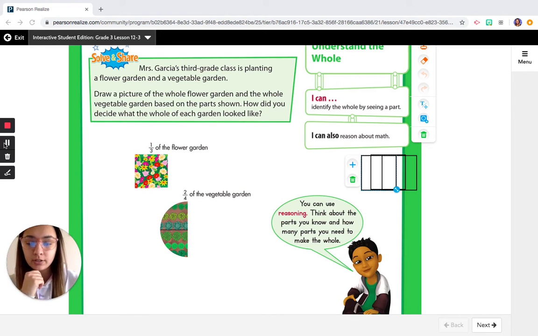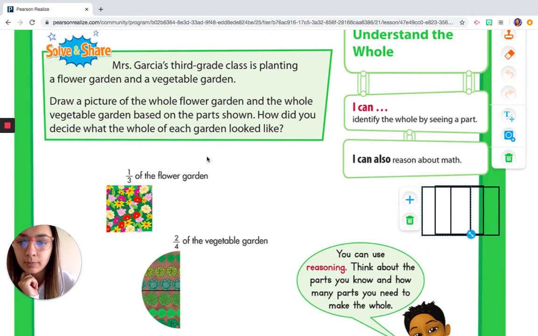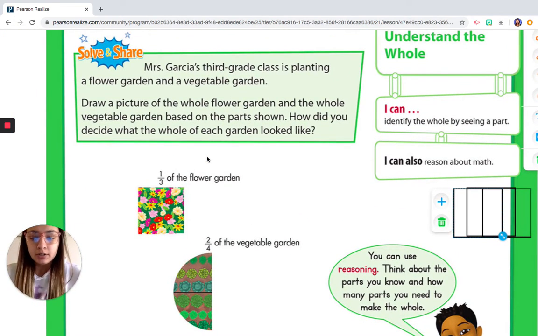Alright, so what we're going to start with is the solve and share. So let me go ahead and read that to you. Actually, let me make it a little bit bigger so that we can see it. Okay, so it says, Mrs. Garcia's third grade class is planting a flower garden and a vegetable garden. Draw a picture of the whole flower garden and the whole vegetable garden based on the parts shown. How did you decide what the whole of each garden looked like?